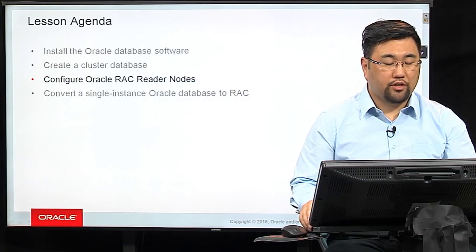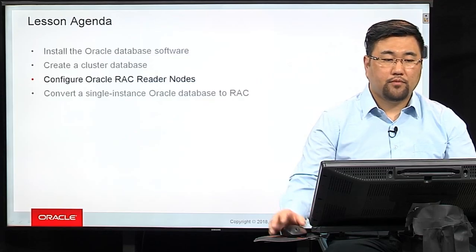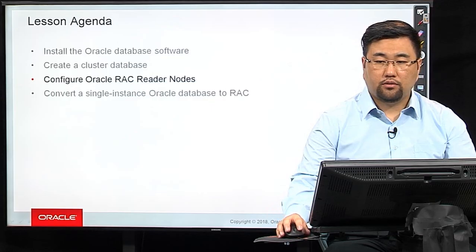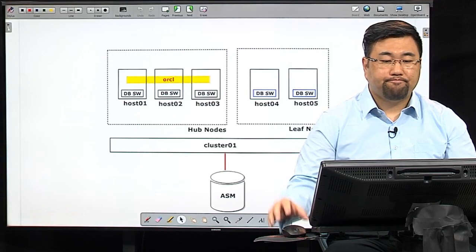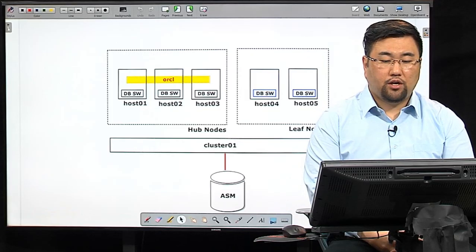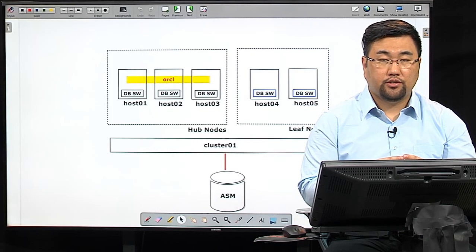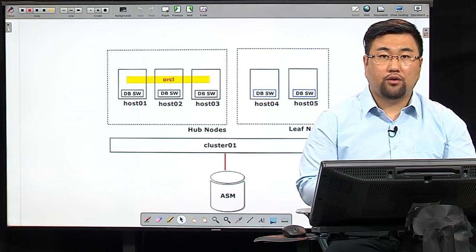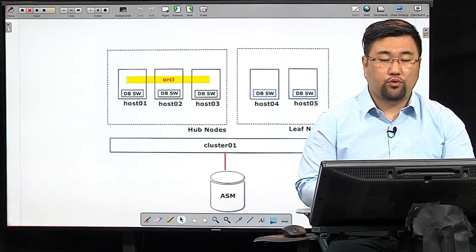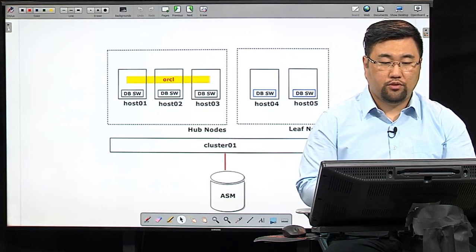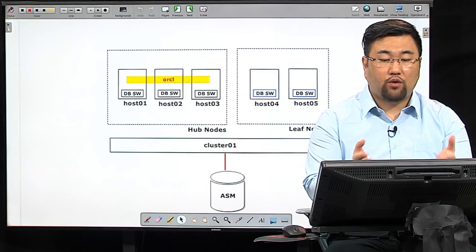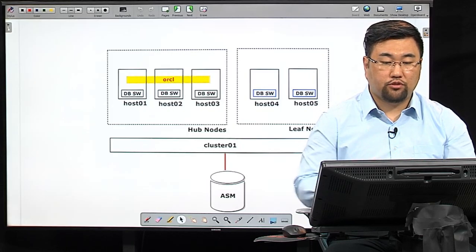Okay, so now I'm going to get into part 2 of this lesson, configuring Oracle RAC Reader Nodes. So let's take a look at the diagram here. So far we discussed clusterware installation in lesson 1, and we also discussed RAC database overview in lesson 2, and this is our environment, and we discussed up to this point.